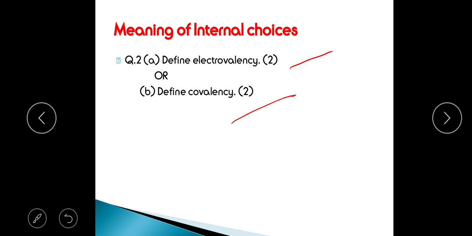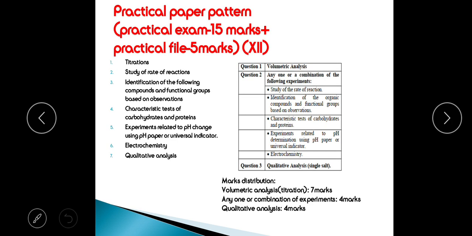Now the next part is the practical paper. In the practical examination, these are the practicals that are going to be conducted. Whatever practicals are conducted will be written in the practical lab manual, and the lab manual will carry 5 marks.